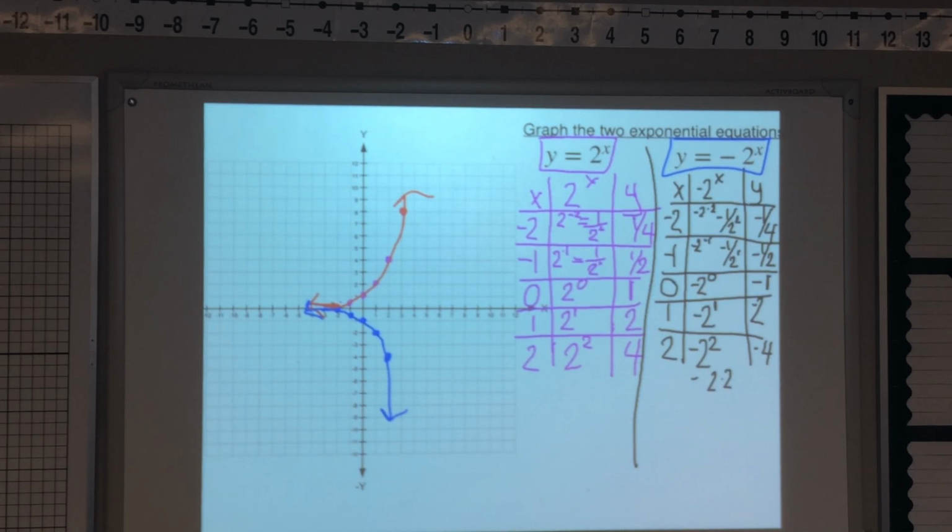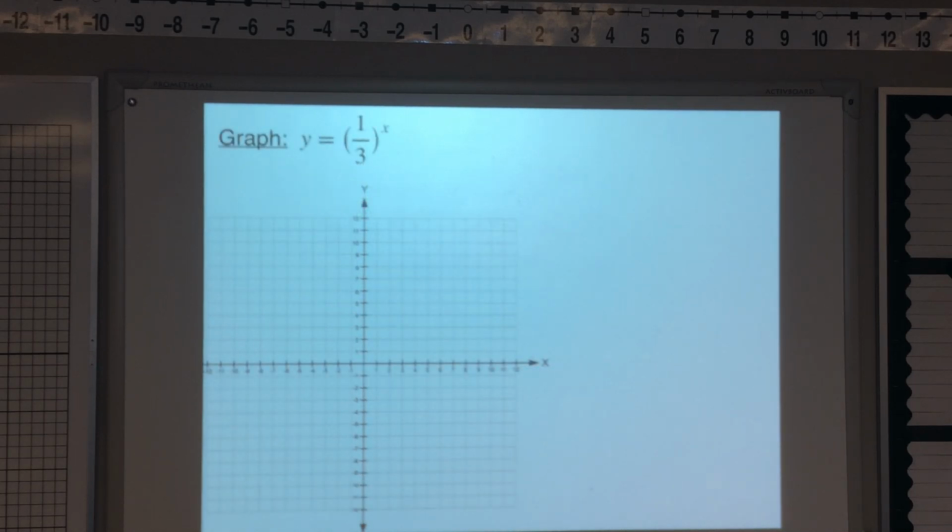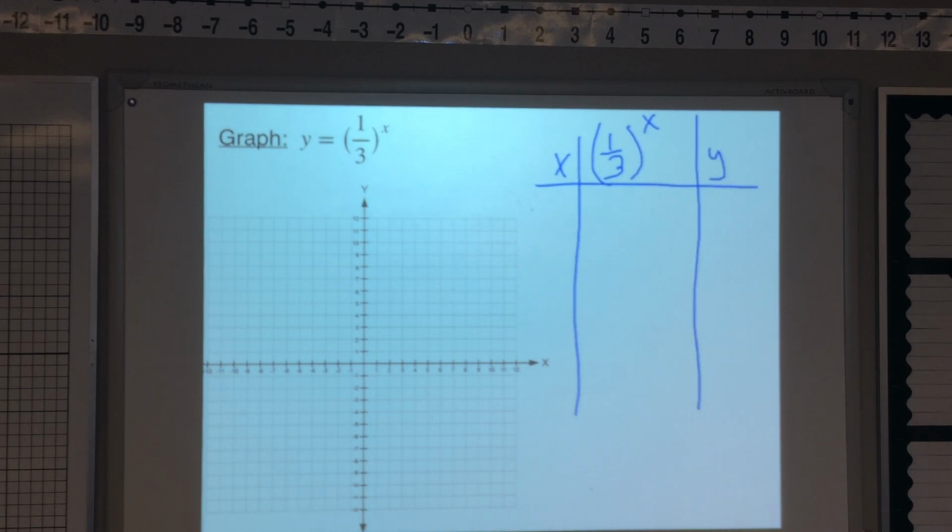Okay, so let's have you try this one. Right? If you want to pause the video and try this one on your own, that would be a great idea. Right? But I am going to work through it. Okay? So, to graph this one, again, I need to make my table. X, our work column. This time, if you notice, that whole entire fraction is to our x power, and our y. Using -2, -1, 0, 1, and 2.